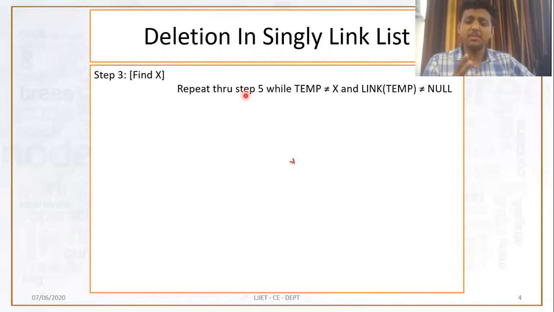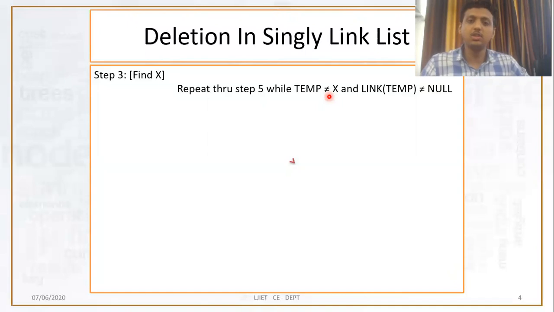Students, 3 steps are continuously executed in the loop. The first step is step number 3: repeat through step 5 while temp is not equal to x. You need to search inside the whole linked list until temp is equal to x, both at the same position. And another condition is link of temp is not equal to null.